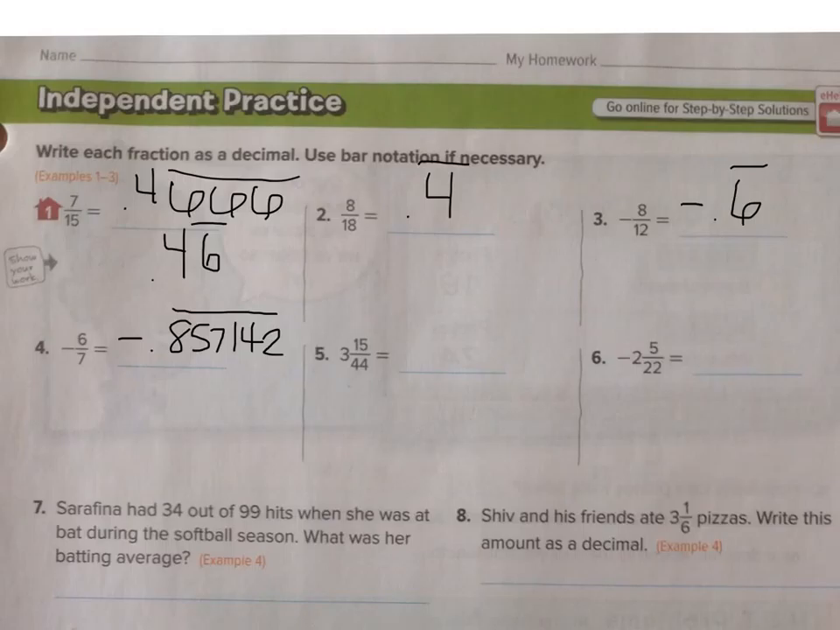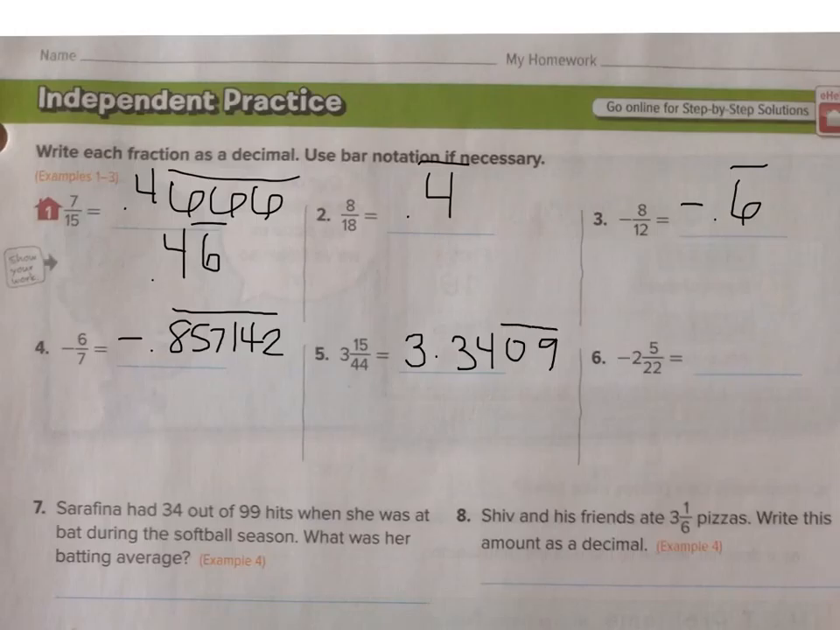For number 5, 3 and 15/44, we need to remember that the 3 is a whole number, so it goes in front of the decimal. And then 15/44 is 0.34009. And the only parts that are repeating are the 0 and 9, so just put the line on top of those two.